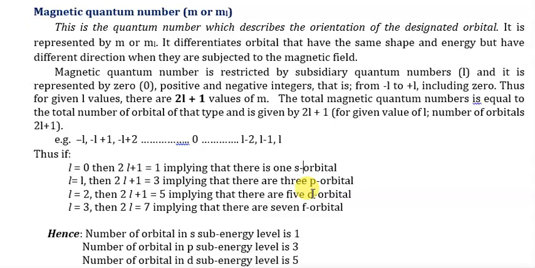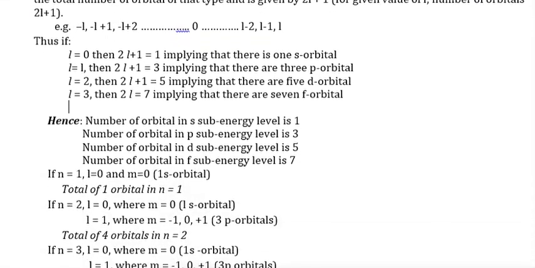So for your level, what you need to know is about the s yenyewe, kwa sababu iko moja, so haina designation yote. P we have px, py, pz. D we have dxy, dxz, dyz, dx square minus y square and dz square. Lakini if L is equal to 3, then 2L plus 1 itakuwa sawa na 7, yani tutakuwa na 7 f orbitals. Tutaona zaidi kwenye kuchora electronic configuration.